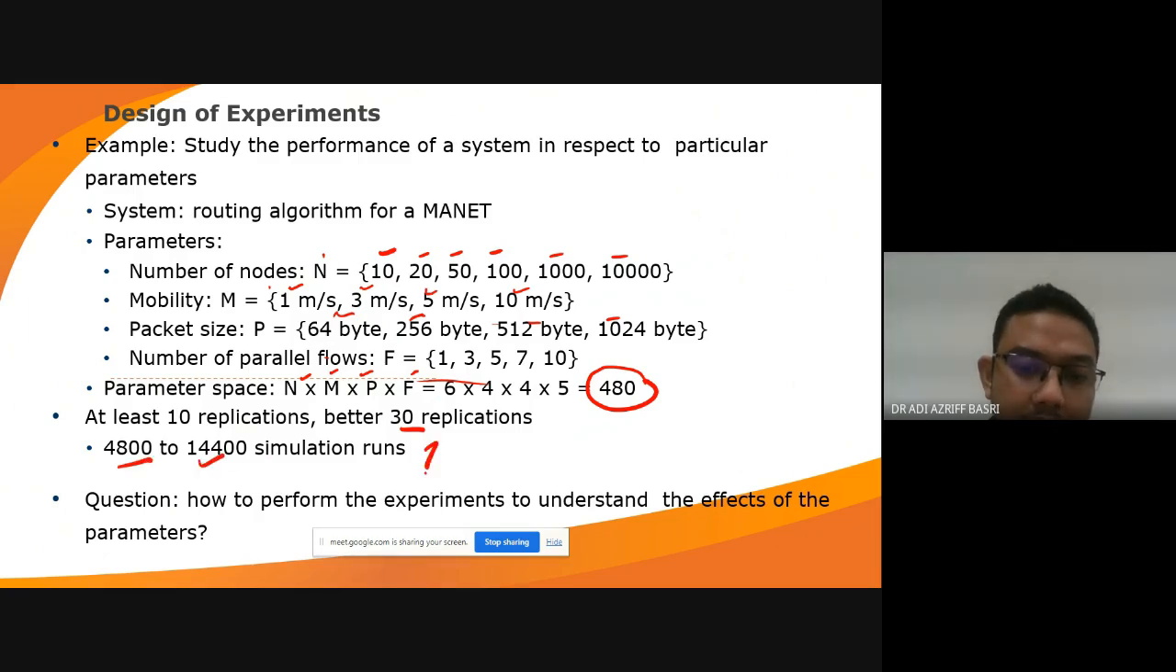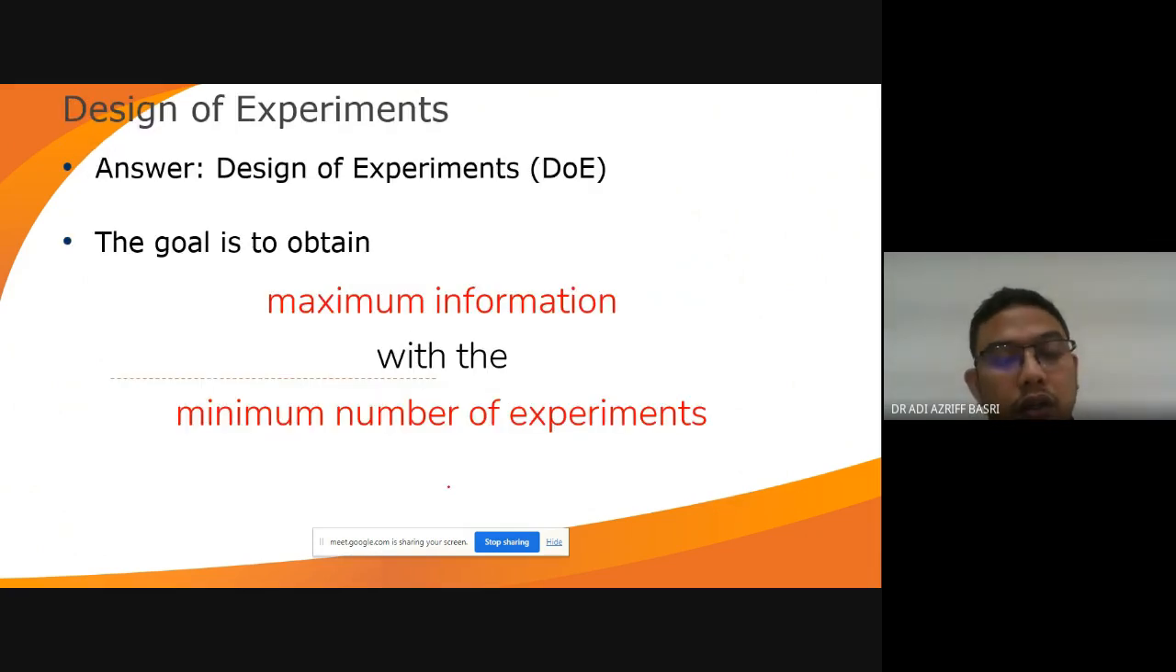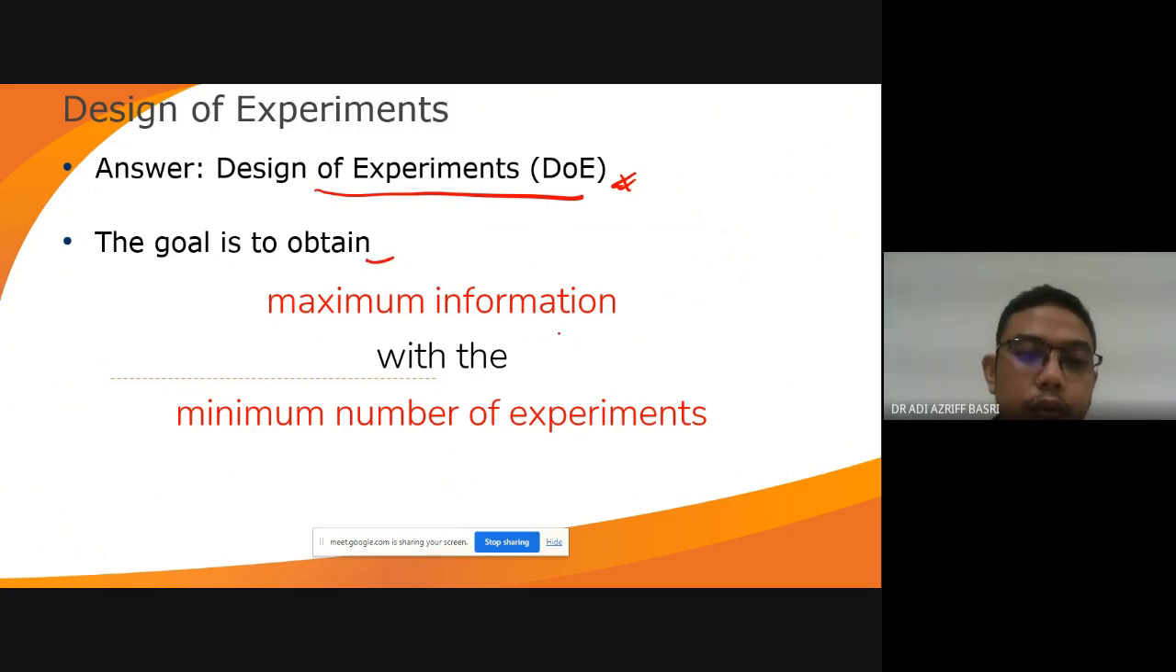The big question is how to perform the experiment to understand the effects of the parameters. In order to solve this issue, design of experiment is the solution. The goal is to obtain maximum information with the minimum number of experiments. You have a lot of parameters, a lot of data, a lot of interactions. So how do you minimize it? You need to use DOE, which gives the maximum information with a minimum number of experiments.